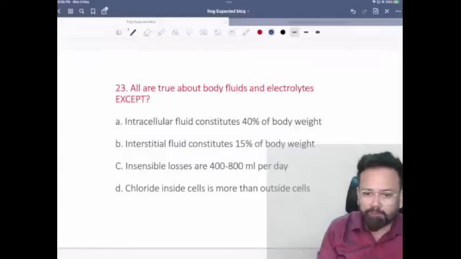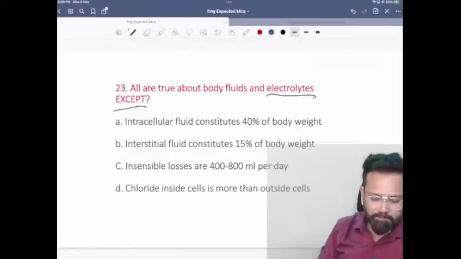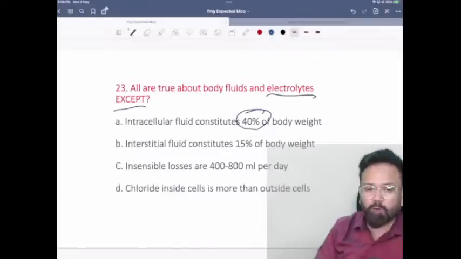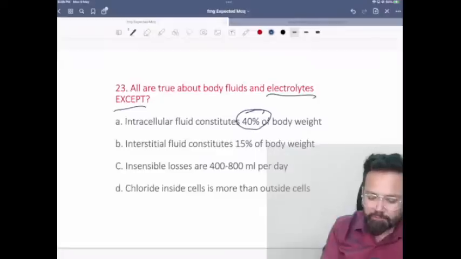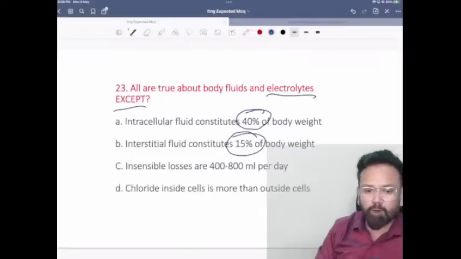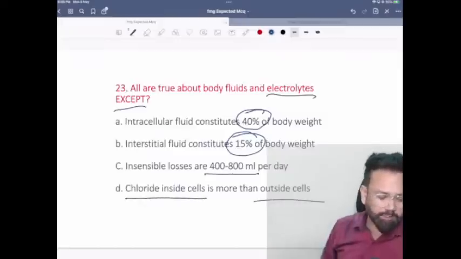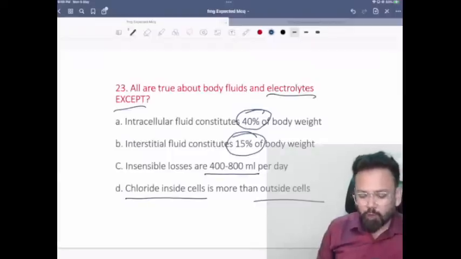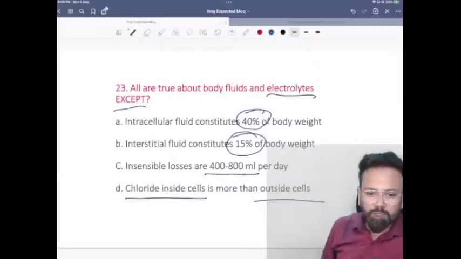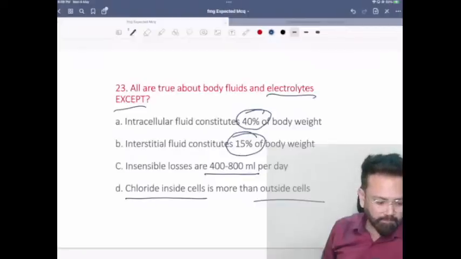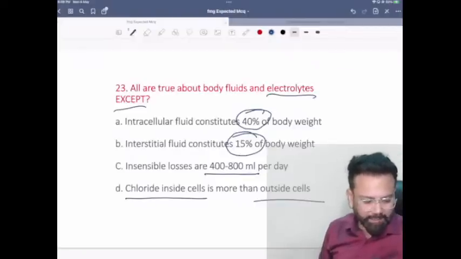All are true about fluid and electrolytes except: intracellular fluid constitutes 40% of body weight; interstitial fluid constitutes 15% of body weight; insensible losses are 400 to 800; chloride inside the cell is more than outside. So all are true except one. Which is the wrong option? Which option is not correct?